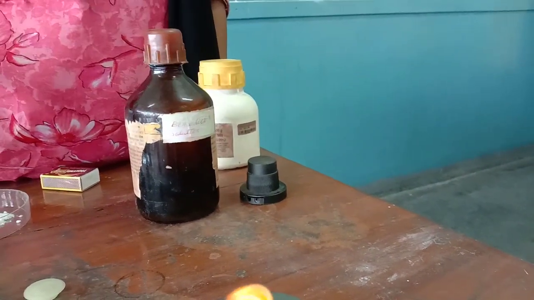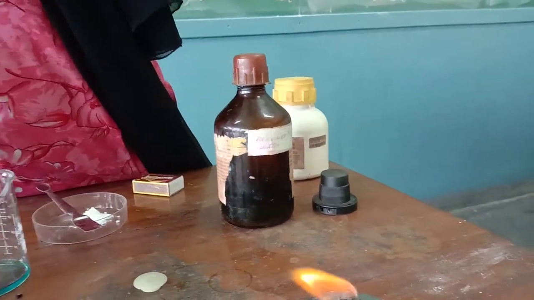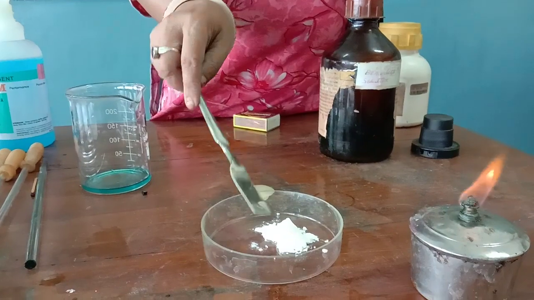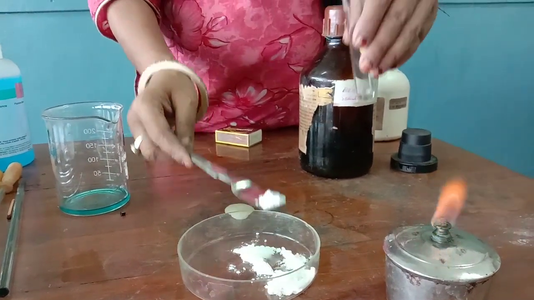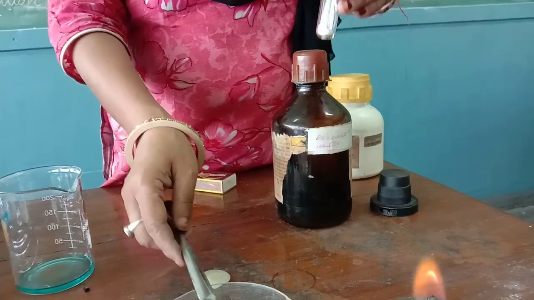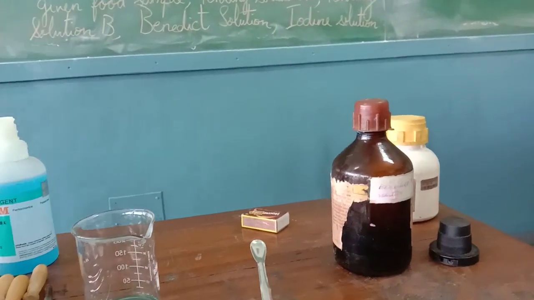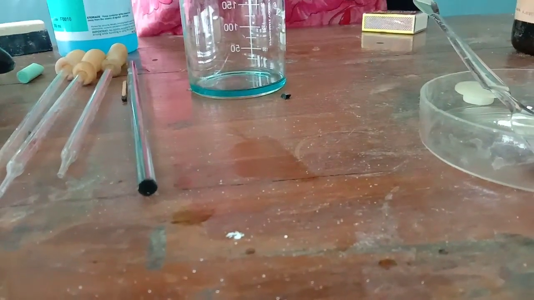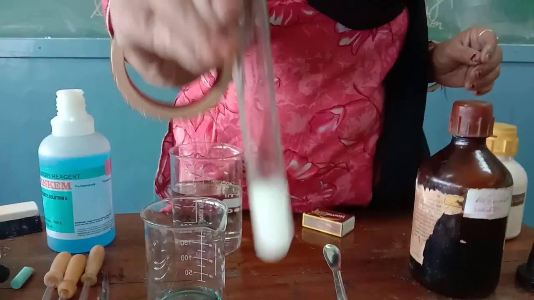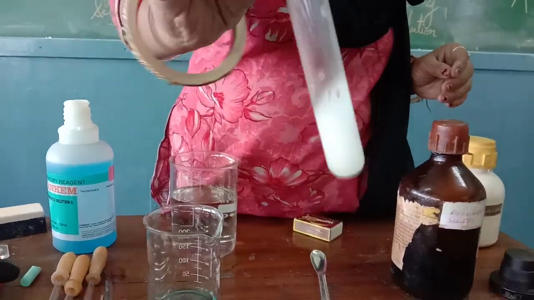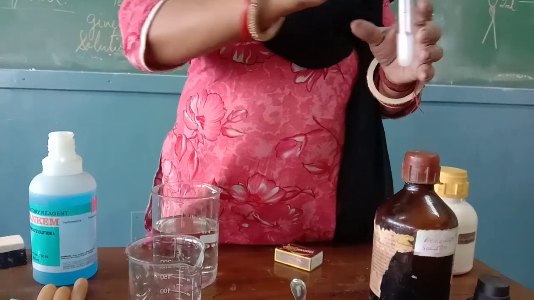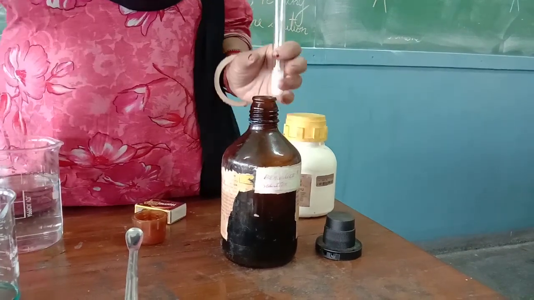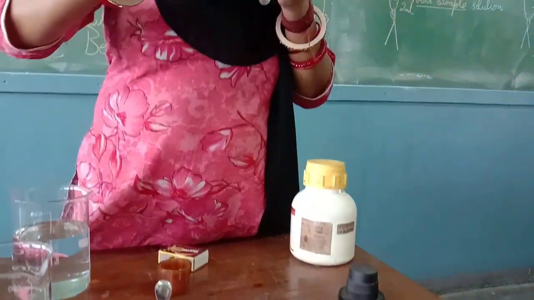Now I perform the next experiment taking starch. This is starch. Take some amount of starch and add distilled water to it. I have made a starch solution. Now, starch, you already know, gives a blue-black color when iodine is added to it.